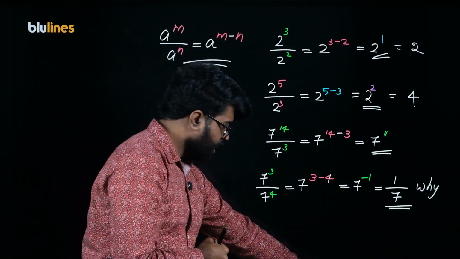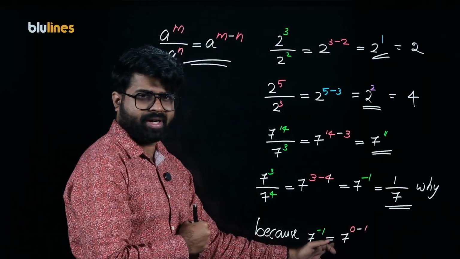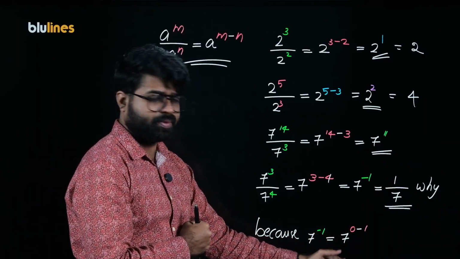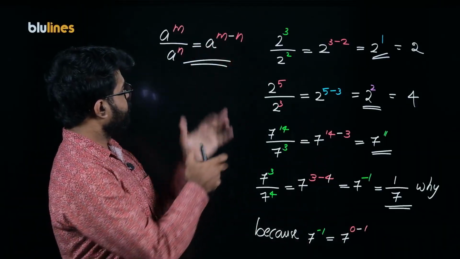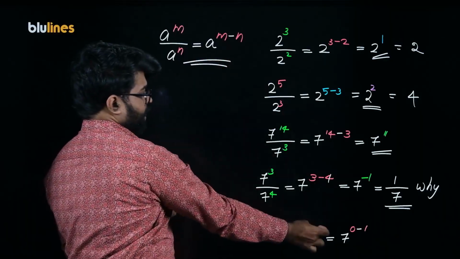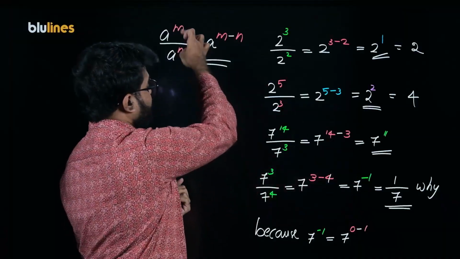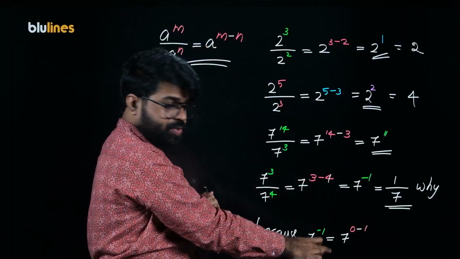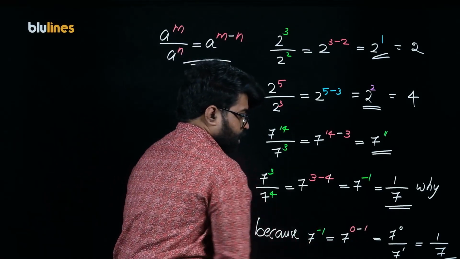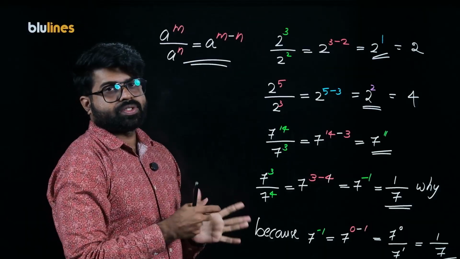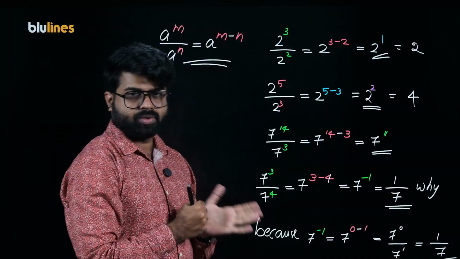Why? We can see that because 7 raised to minus 1 is nothing but 7 raised to 0 minus 1, right? And what is this one, 7 raised to 0 minus 1? By using our method, a is 7 here, m is 0 and n is 1. So we can express 7 raised to 0 minus 1 as 7 raised to 0 divided by 7 raised to 1. And that is equal to 1 by 7, because 7 raised to 0 is 1, any number raised to 0 is 1, and the remaining is 7. So that is 1 by 7.